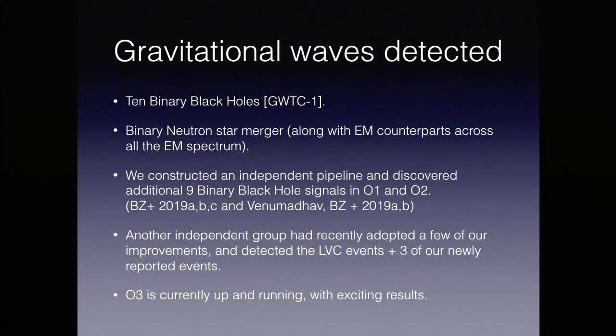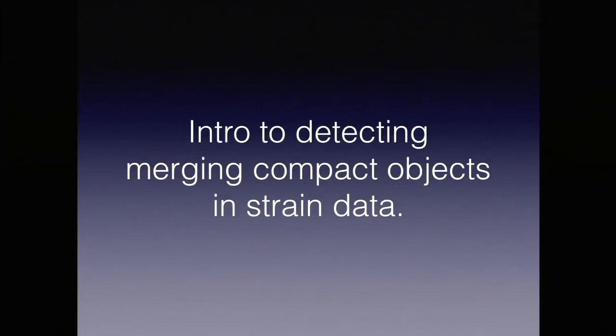Since then, another independent group has recently adopted a few of the improvements that appear at the very end of our work, and detected 3 of these 9 black holes that we found. And O3 is currently up and running, so that's the status. Now, before we talk about how this magic happened, that we found extra signals in the open data that LIGO has generously put out, let's do some intro to how you detect merging compact objects in strain data.